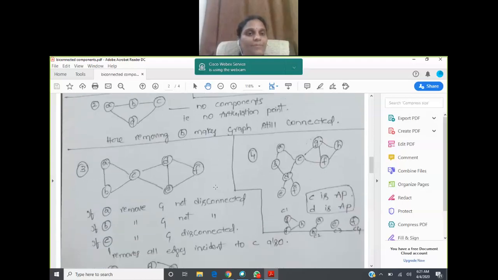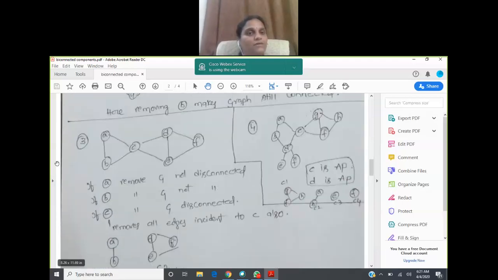Next is the third example. This is not a biconnected graph because this graph consists of articulation points. For example, on the removal of vertex C, this graph is disconnected into two components. One component is AB and the other component is D, E and F. So this is not a biconnected graph.